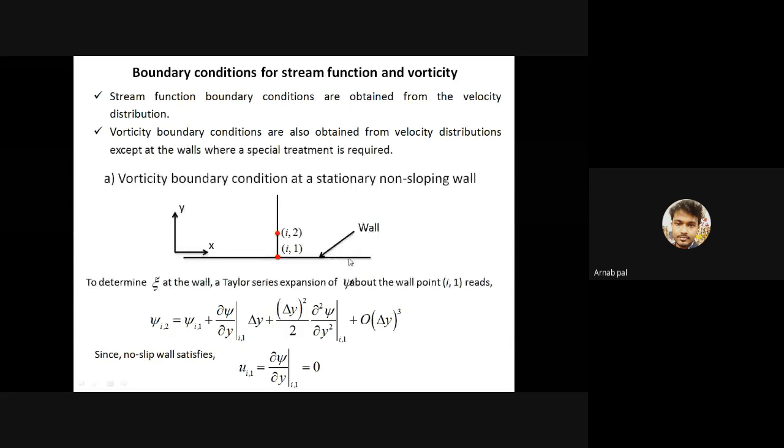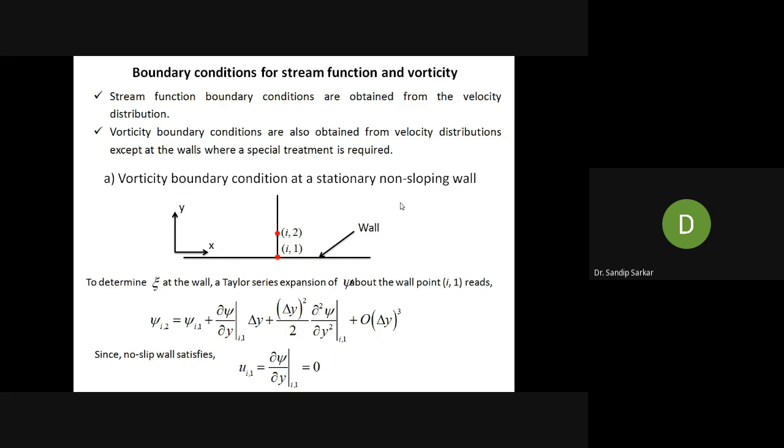Zeta is equal to 0. Zeta equal to 0 is the boundary condition at the wall if velocity is 0. But what will be the boundary condition at the wall for vorticity? Okay, so that we need to discuss. There are two situations that I will be discussing, how we can calculate the boundary condition for the vorticity at the wall.